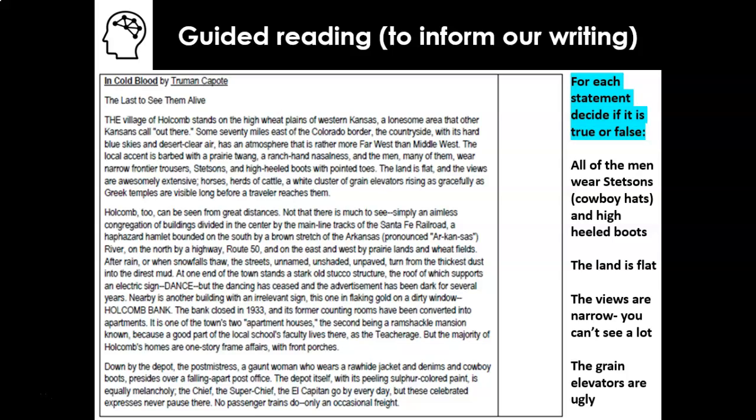Brilliant. Number 2, true or false? The land is flat. Number 3, the views are narrow. You can't see a lot. Is that true or false? And finally, the grain elevators are ugly. So again, press pause. Just look, you can just write down numbers 1 to 4. Number 1, whether you think it's true or false. Number 2, true or false. 3, true or false. So it's only about a note-taking response, not big sentences. And we'll look together at our answers in a minute.